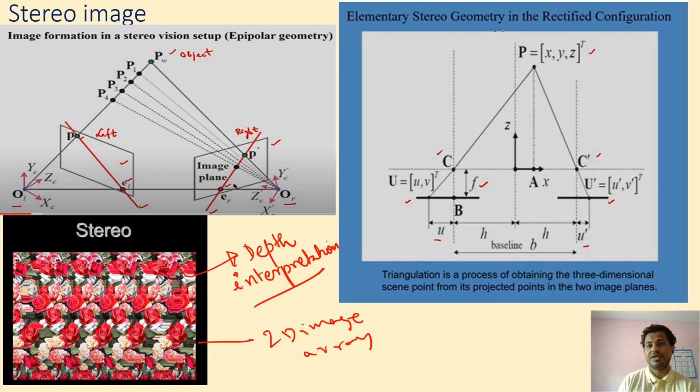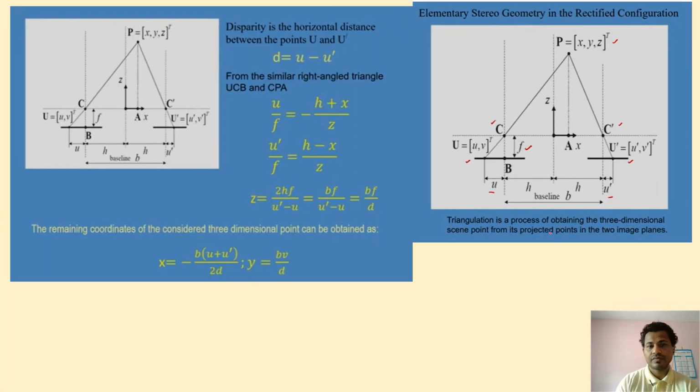So elementary stereo geometry in a rectified configuration: there is a point P, (X, Y, Z) transpose. We have two observers C and C dash here. They are both perceiving this point, and the difference is calculated with the help of this distance H and baseline. So how is it calculated? Disparity. What is disparity in the elementary stereo geometry rectified configuration? Disparity is the horizontal distance between the points U and U dash. This is a point U and this is the point U dash. So the distance between them, that is D, is equal to U minus U dash.